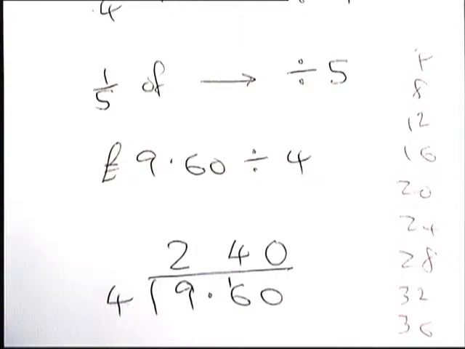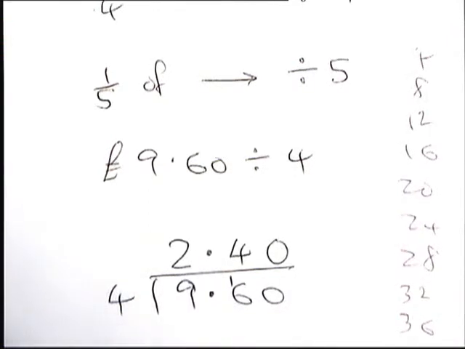And 4 into nothing doesn't go at all. That's nothing. I put a 0 up there. Because my question had a decimal point here, my answer needs a decimal point there. So my answer is 2.40. And because this was a money question to start with, I'll make sure I put a pound sign in here. My answer to that one, £2.40.